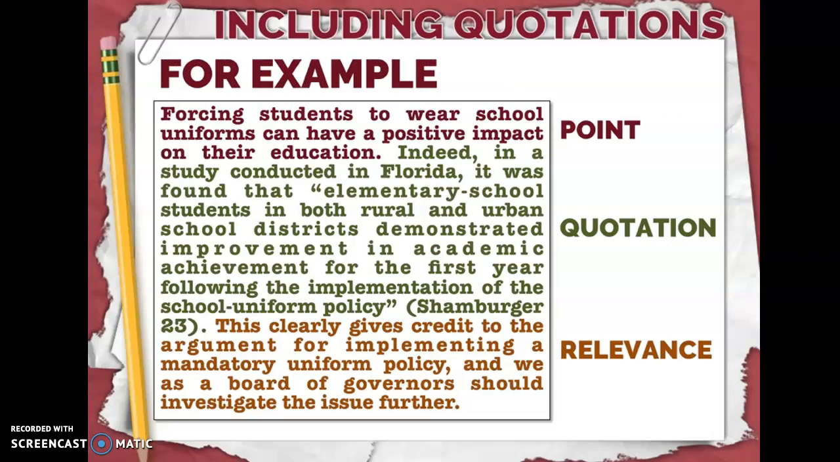For example, you can see the point highlighted there in red. I won't read this to you just because I don't want to take up too much of your time reading the examples to you in the video. But if you want to go ahead and pause it, and then you can go ahead and read. But the point is made in the red text, the quotation in the green, and then the relevance in the orange. This is the formula that you probably want to follow anytime you're including a quotation or something from another author in your own writing.